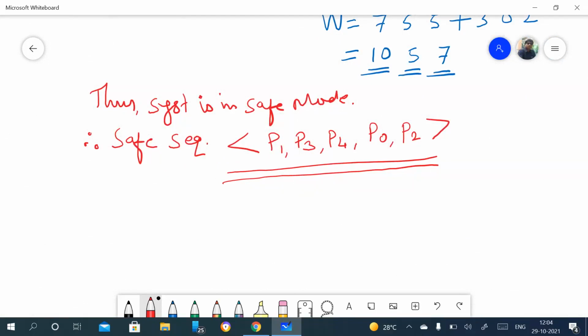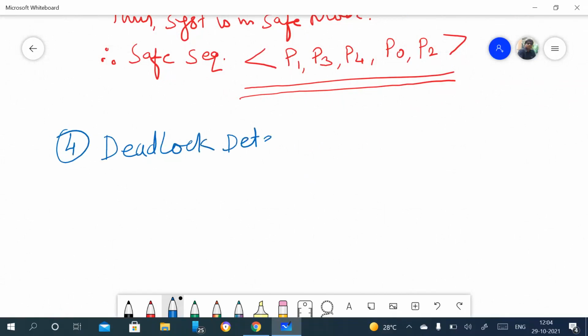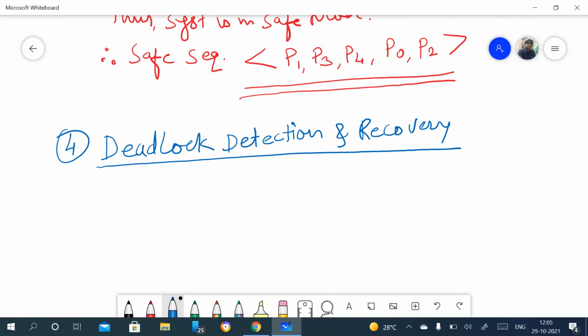So what's the time now? It's 12. Okay. In 5 minutes, I'll complete the next one, right? That is deadlock detection and recovery. Detection we have already seen. So next, that is the fourth one. Let's take this: deadlock detection and recovery. This is the last handling method, right?